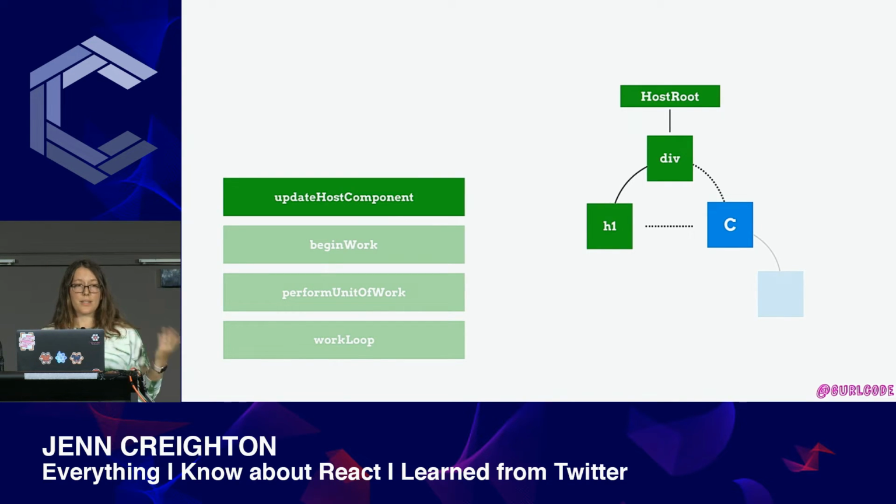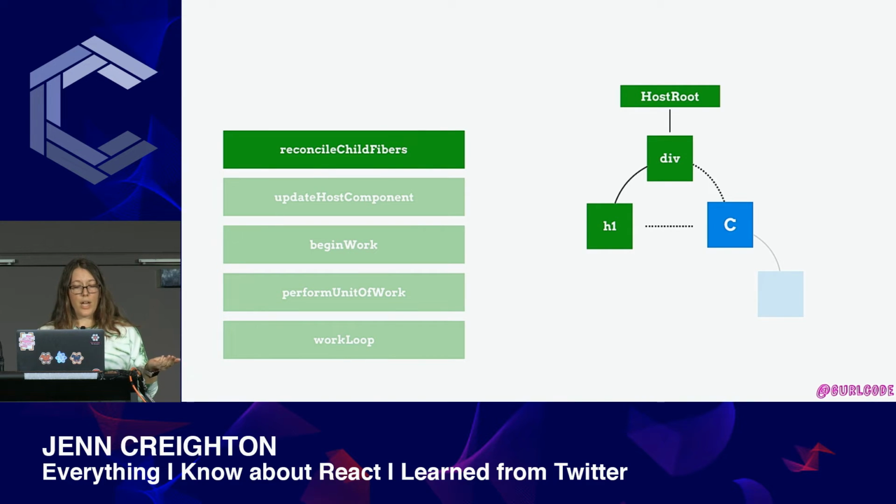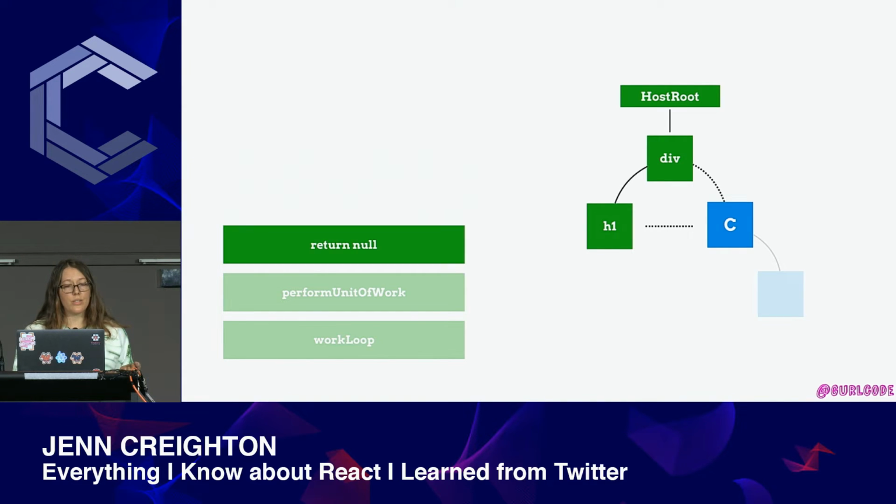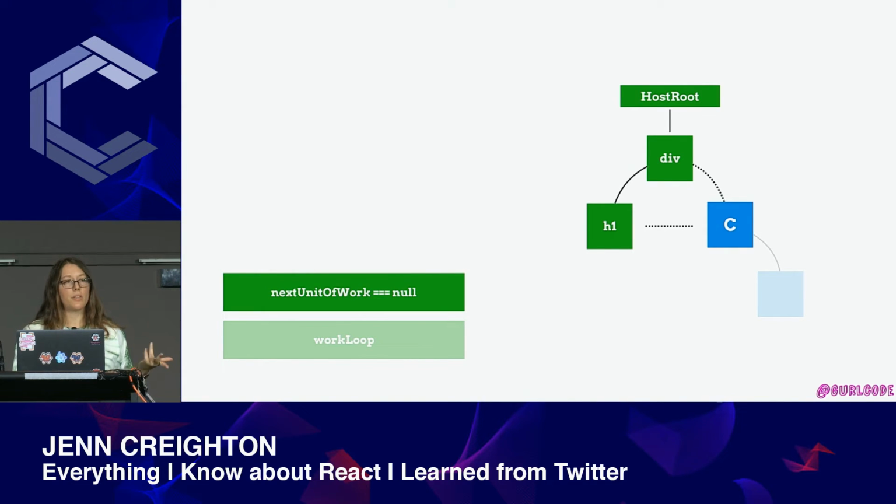Another host component, because this is an H1, reconcile child fibers, except the H1 actually doesn't have a child. So it gets a little bit different here. Normally what we have been doing is we get the child and then we pass it back down the stack as the next unit of work. This is going to be a little bit different because it's actually null. So we're going to pass null down the stack. We don't actually have a child that we need to reconcile here at all. And then the next unit of work is actually null now.